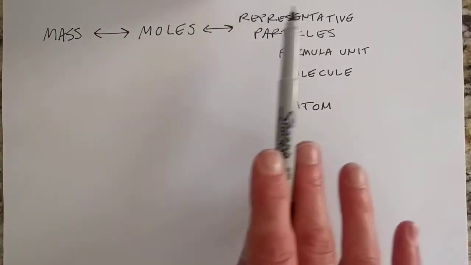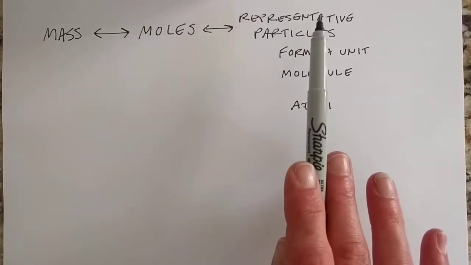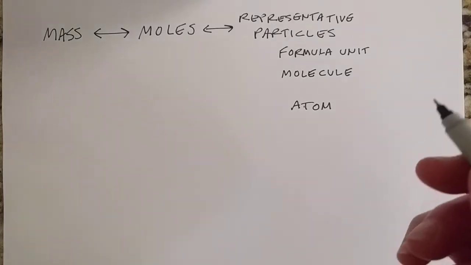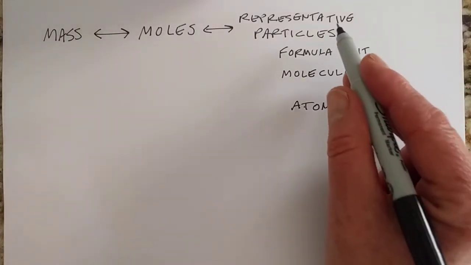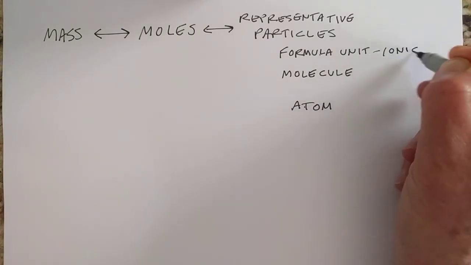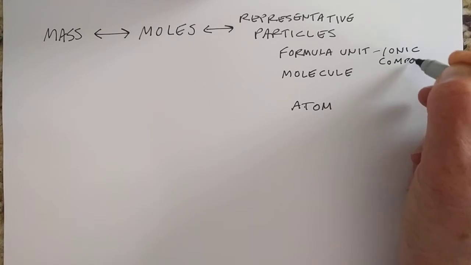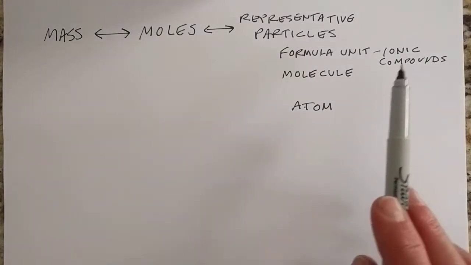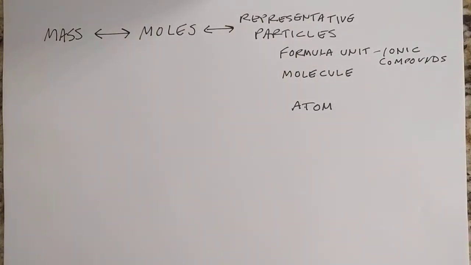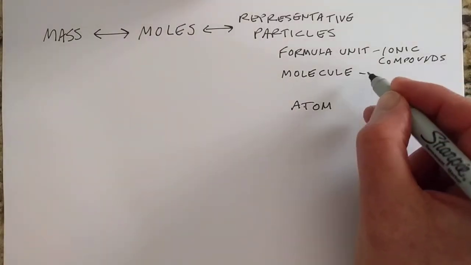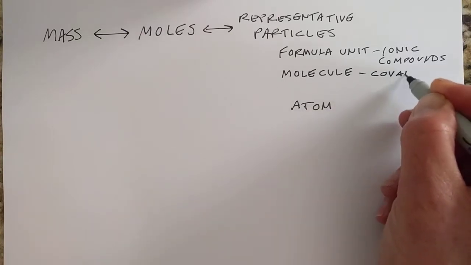So let's review our representative particles, because that depends on what type of substance we have. If we have an ionic compound, the representative particle is the formula unit. This is for our ionic compounds, like sodium chloride or potassium nitrate. The formula unit means the lowest whole number ratio of ions. The molecule is the representative particle when we have covalent compounds.